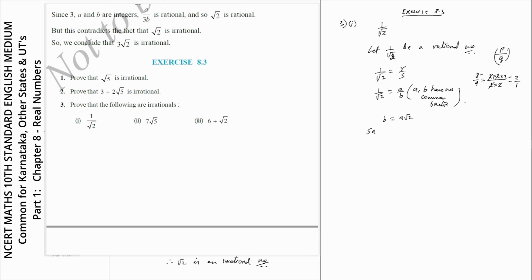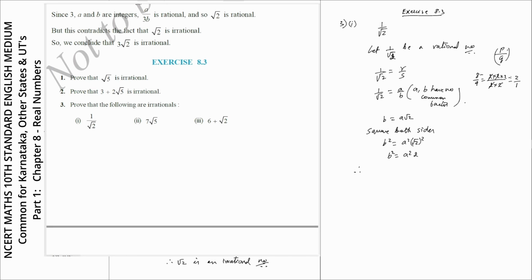Now I'll square both sides. So what will I get? b square is equal to a square into root 2 the whole square. So b square is equal to a square into 2. Root 2 the whole square is 2 only. Now what is the meaning of this? b square is equal to a square into 2. So what is the meaning of this? That means 2 is a factor of b square.